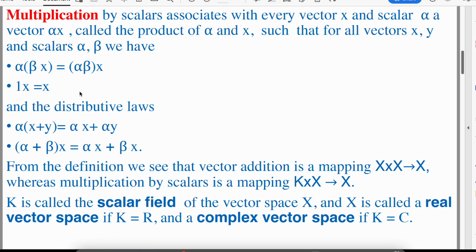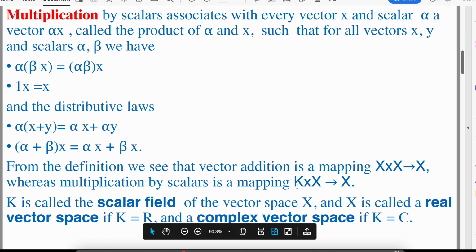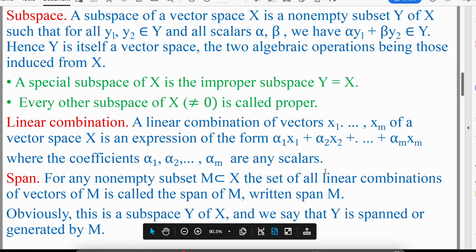From this definition we see that vector addition is a mapping from the Cartesian product of X with X to X, whereas multiplication by scalar is a mapping of the Cartesian product of K with X to X, because here we are multiplying by a scalar alpha. So it is a mapping from the Cartesian product of K and X to X. Here this K is called the scalar field of vector space X. X is called a real vector space if K is equal to R, and a complex vector space if K is equal to C, meaning the set of complex numbers.